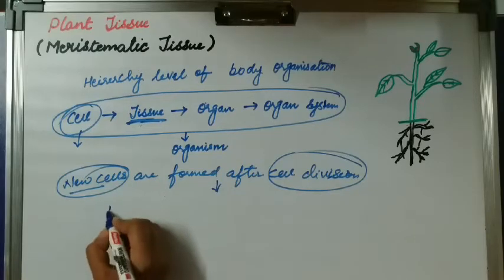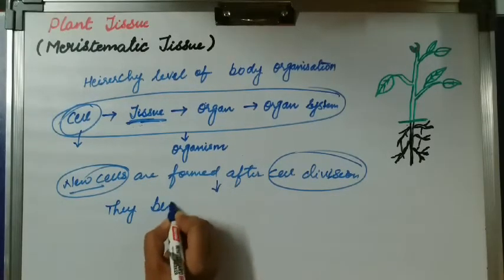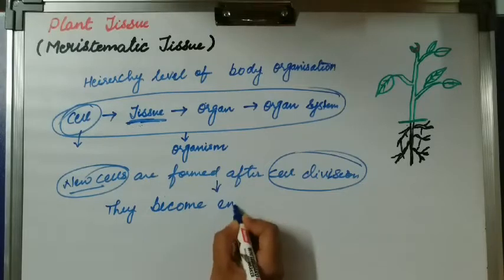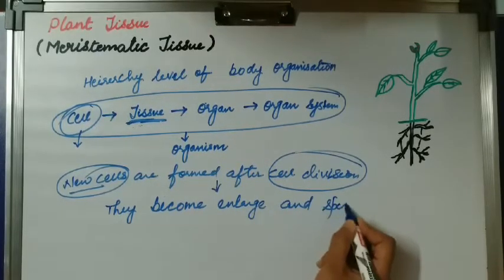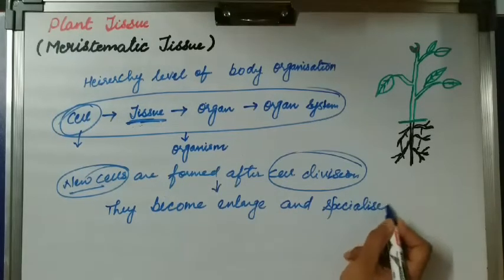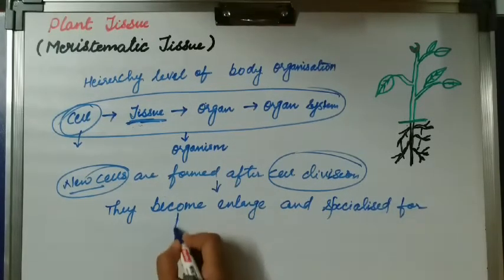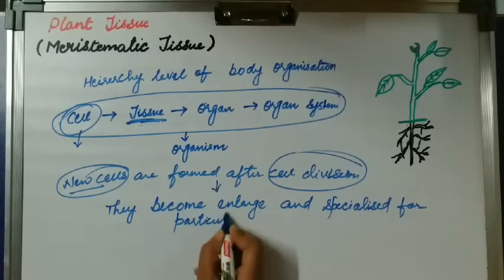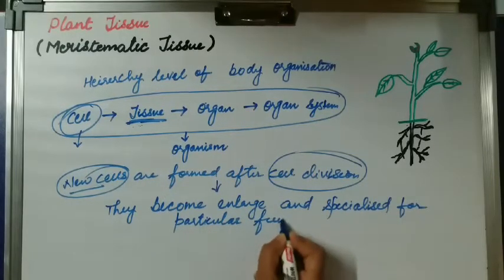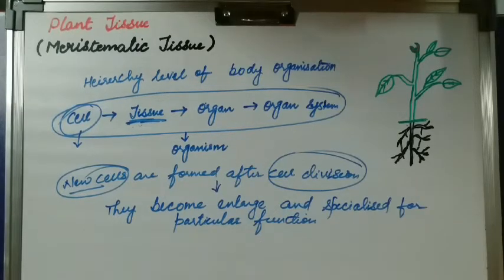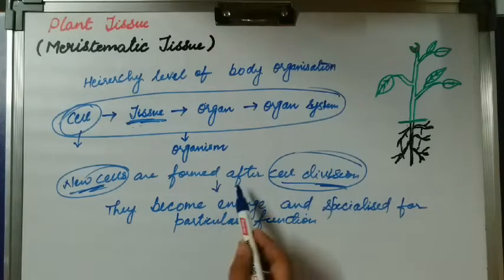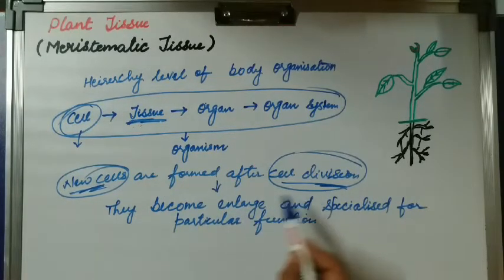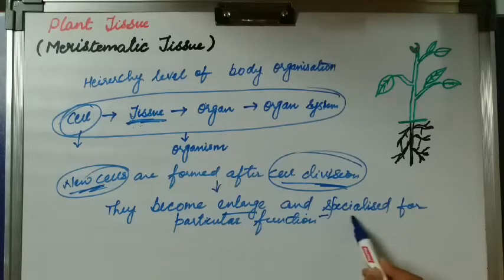They become enlarged and specialized for a particular function. Okay, so from the cell, new cells come due to cell division, and after the cell division, those cells become enlarged and they get specialized for a particular function.